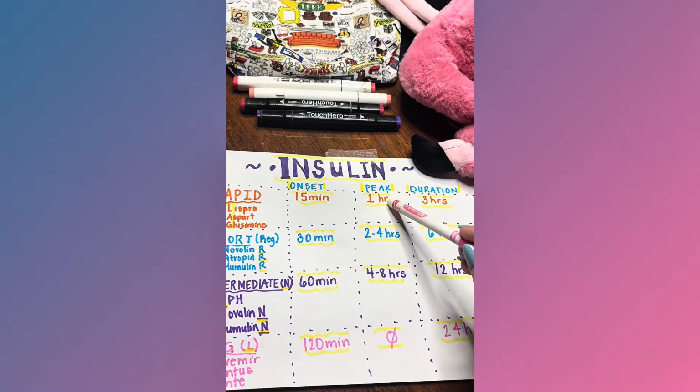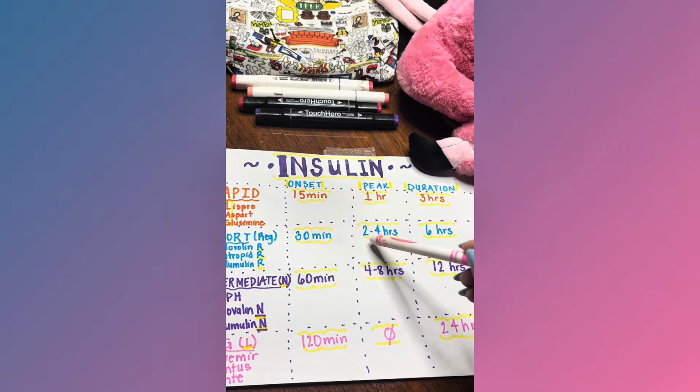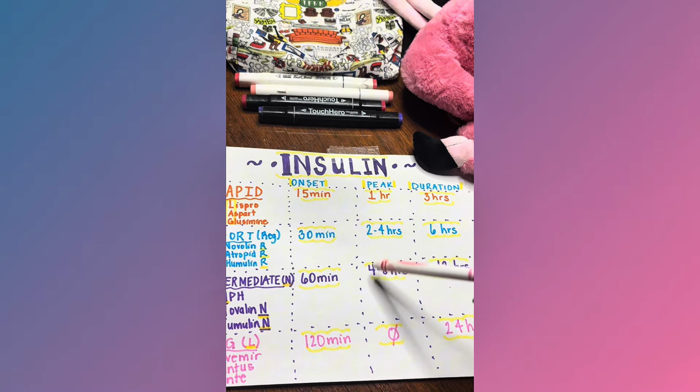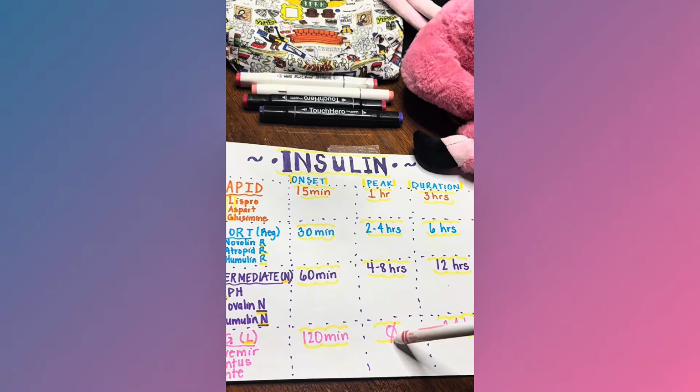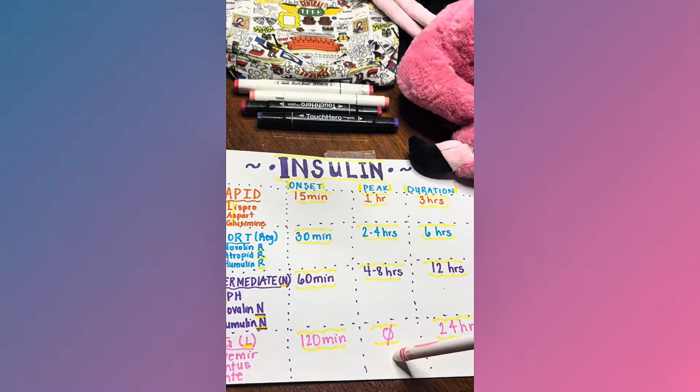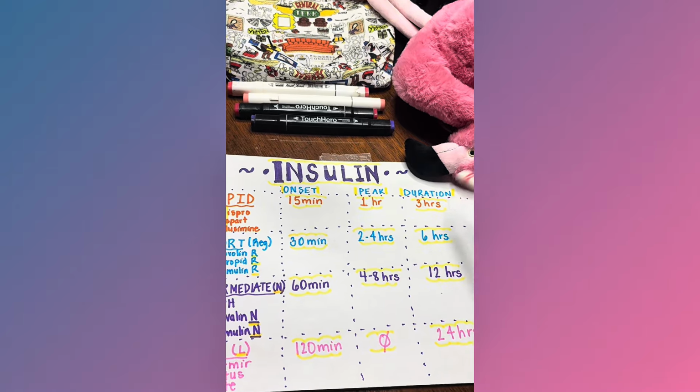We're gonna start rapid with 1 hour. Multiply it by 2, you're gonna get 2 to 4 hours. Multiply this times 2, 4 to 8 hours for intermediate. Now, long-acting insulins do not have a peak because they give us a little bit over a long period of time, so there's no peak.